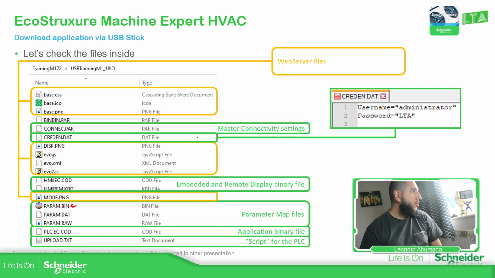This one is the credentials file. By default, it will put administrator as the user, and then the password that you entered. Then the binding parameter is something we're going to cover later, when we want to use the binding for different PLCs. So it's just a rough idea of what is inside.